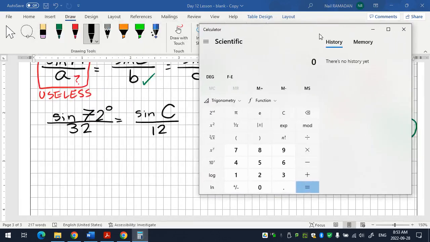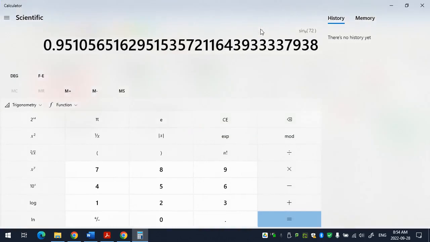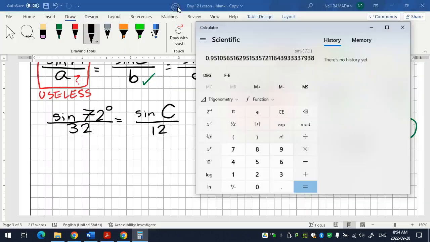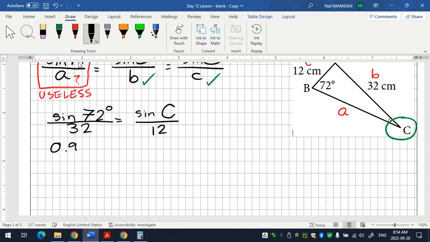Okay, clear, clear. What's sine of 72? Okay, what's the deal here? 0.9510 or 1? 0.9511, because that 5 is going to bump up the fourth digit to 1. So 0.9511 over 32 equals sine of capital C over 12. Now what do I do?